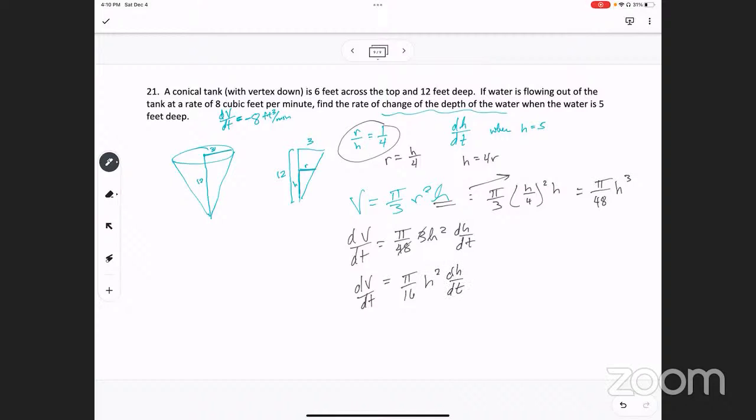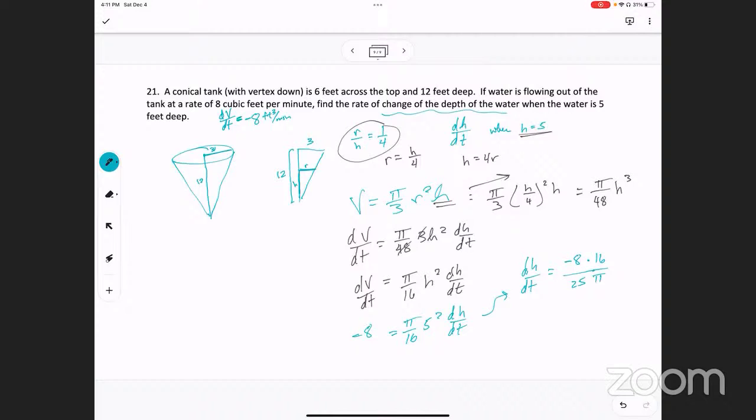Okay, there's my equation. And now we want to find out what the rate of change is of the height when the height is 5. So I'm plugging 5 in for h. I want to find out what dh/dt is. And the change in volume is 8. No, sorry, negative 8. So dh/dt, solving this, dh/dt is going to equal negative 8 times 16 over pi times 25. 5 squared is 25. So let's see, can I cancel anything out there?